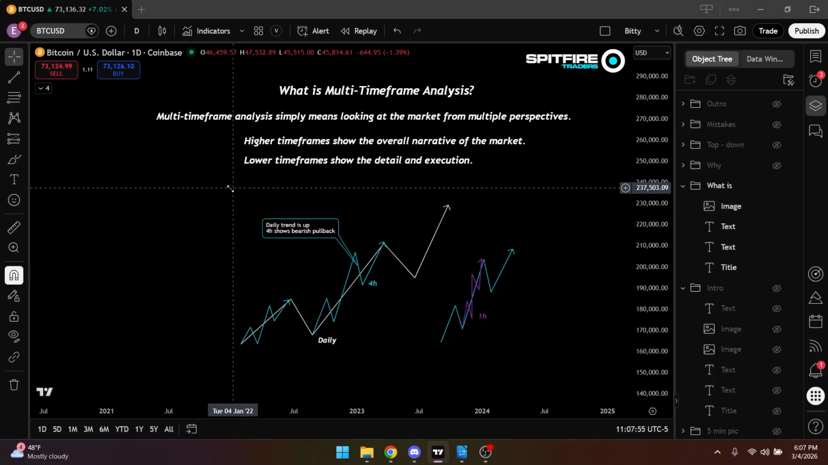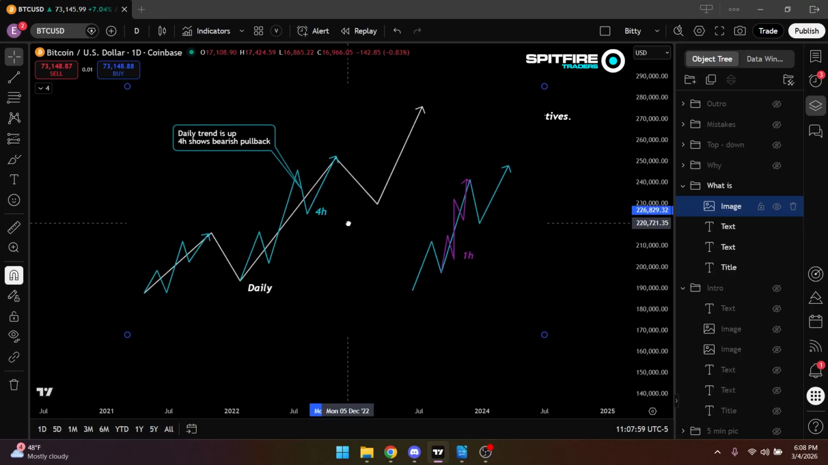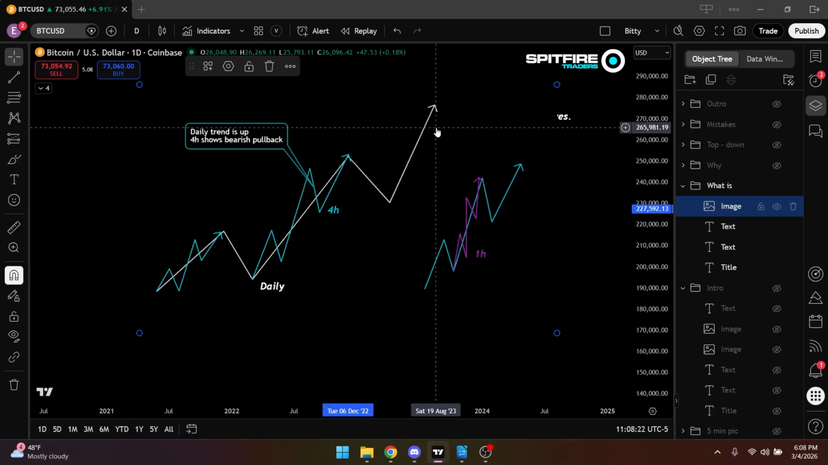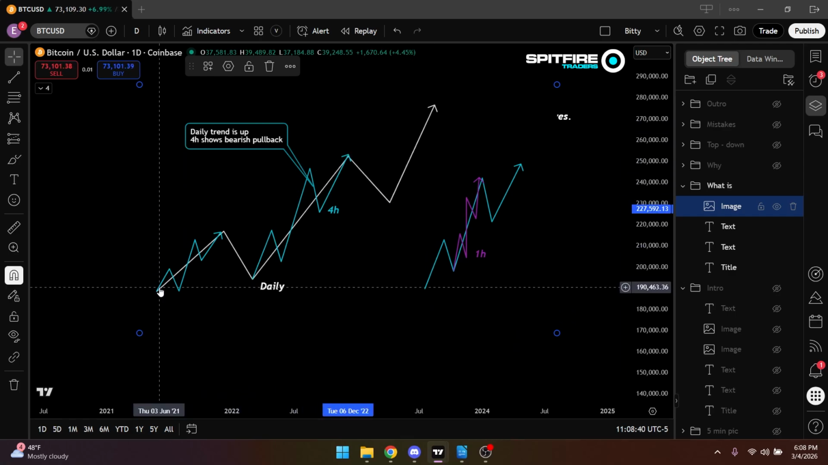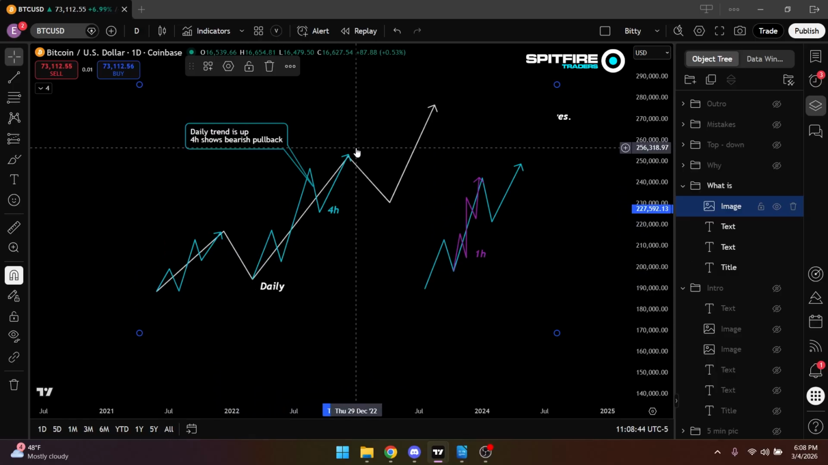Here's a very simple drawing. Each time frame is zooming into the same movement. The white line, labeled daily, represents the higher time frame structure. Here we see the market printing higher lows and higher highs. This means the overall trend on the daily chart is bullish. Buyers are in control of the bigger market move, and the expectation is that price will continue moving upward over time.